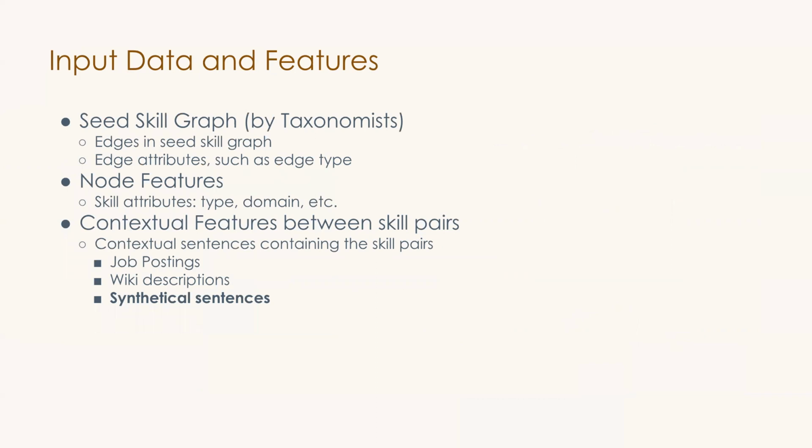For our input data and features, we start from a seed graph, which was created by our taxonomists. We use the edges in the skill graph, and for each node of this seed graph, we also leverage the skill attributes such as skill type and skill domain. The most important feature is the contextual feature between the skill pairs, which is the contextual sentences containing the skill pairs. There are multiple sources we have tried, including LinkedIn's job posting sentences and the Wikipedia skill descriptions, and in the end we found that synthetically generating training sentences has the best performance.